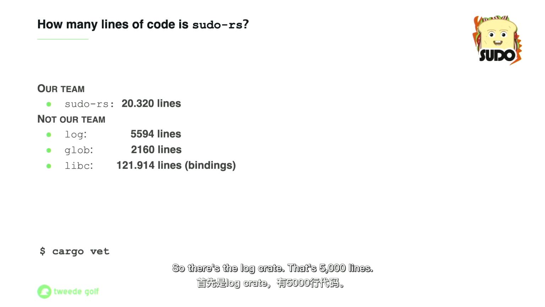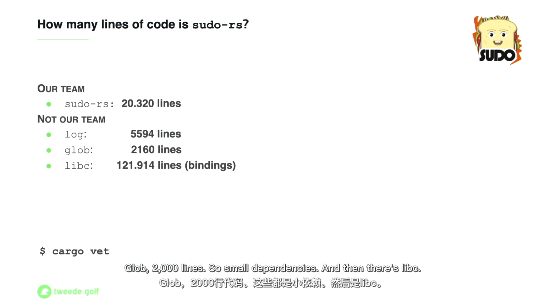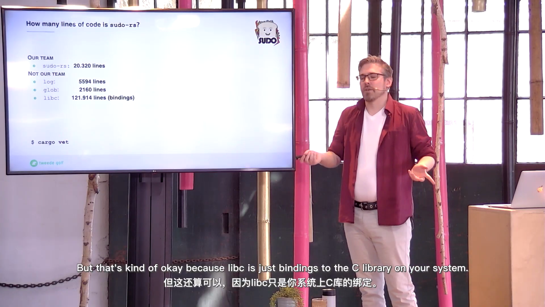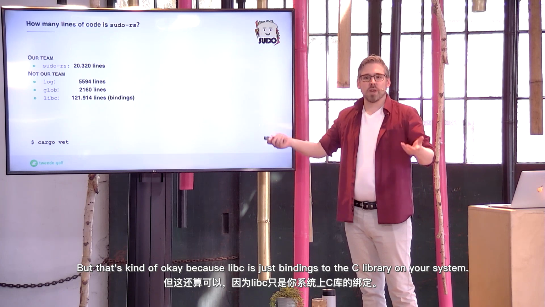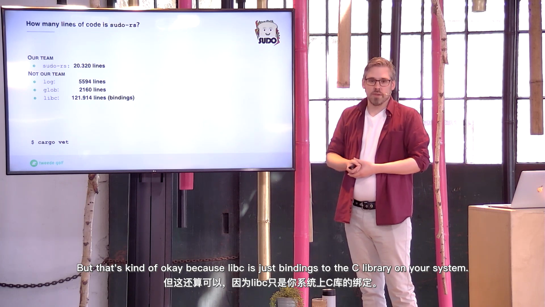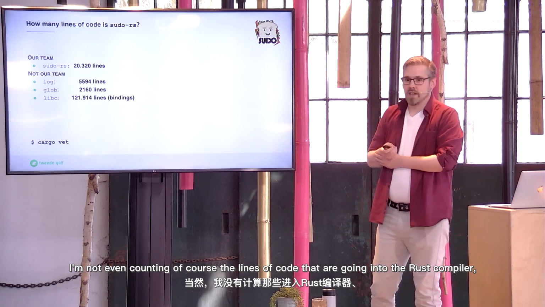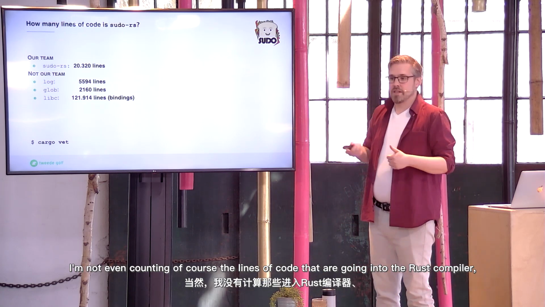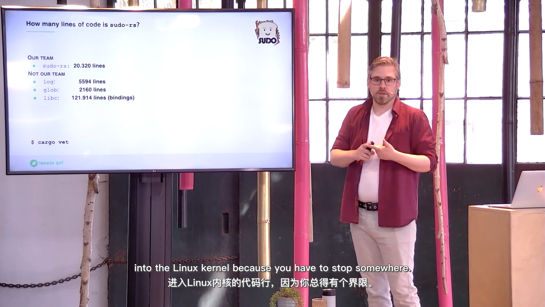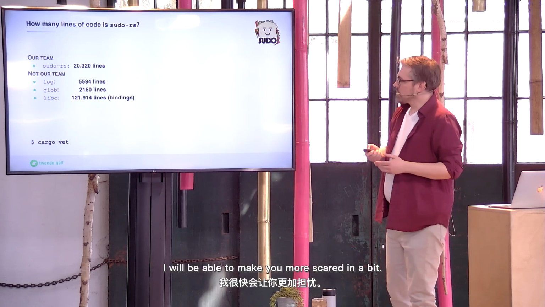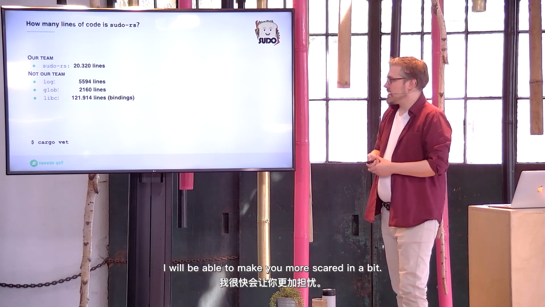So there's the log crate, that's 5,000 lines. Glob, 2,000 lines or so, small dependencies. And then there's libc, that's 120,000 lines. But that's kind of okay, because libc is just bindings to the C library on your system. So that's kind of okay, right? I'm not even counting, of course, the lines of code that are going into the Rust compiler, into the Linux kernel, because you have to stop somewhere. I think I will be able to make you more scared in a bit.